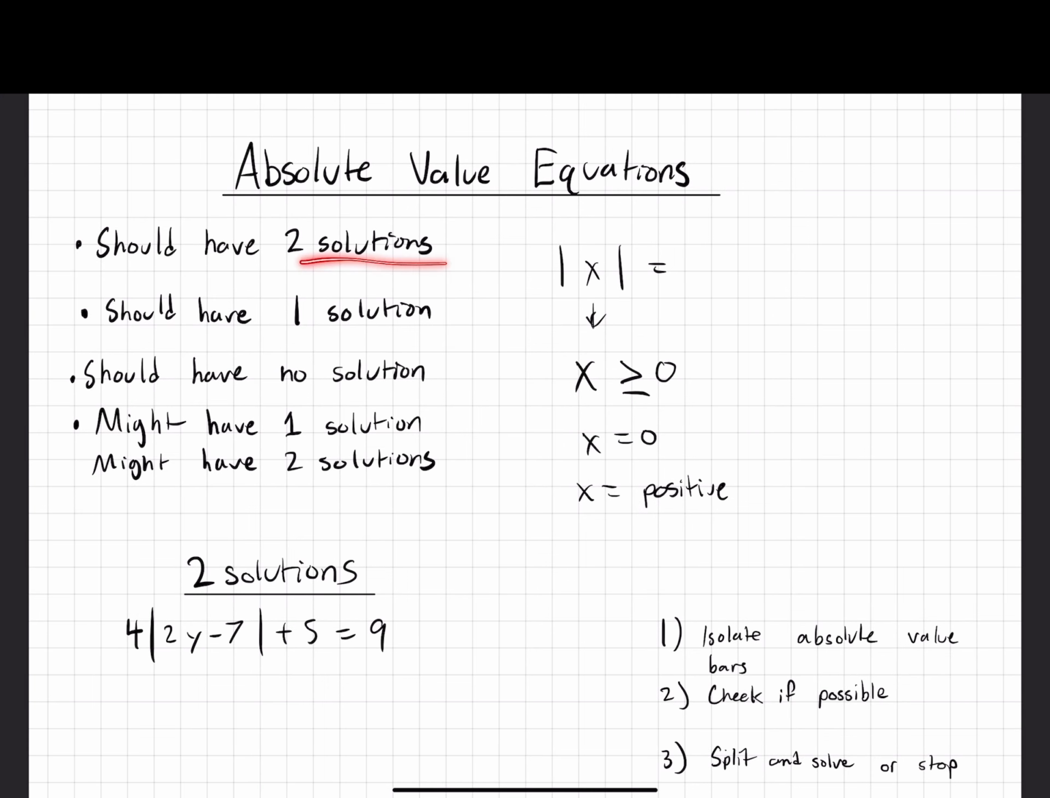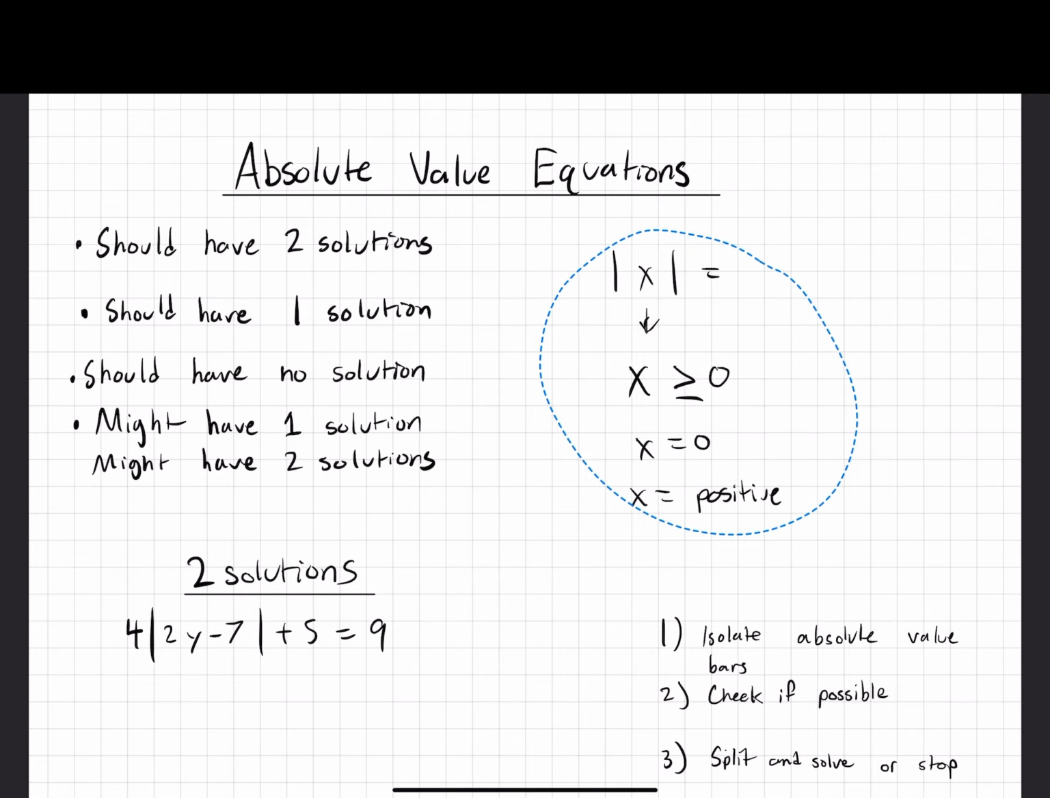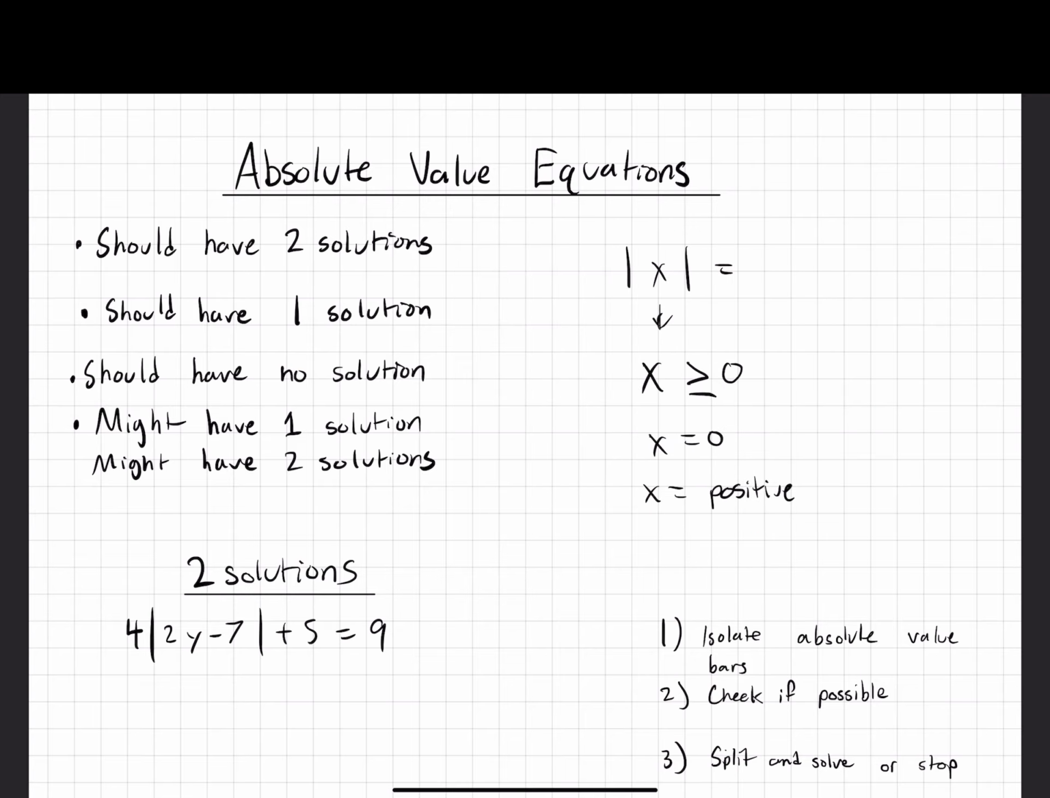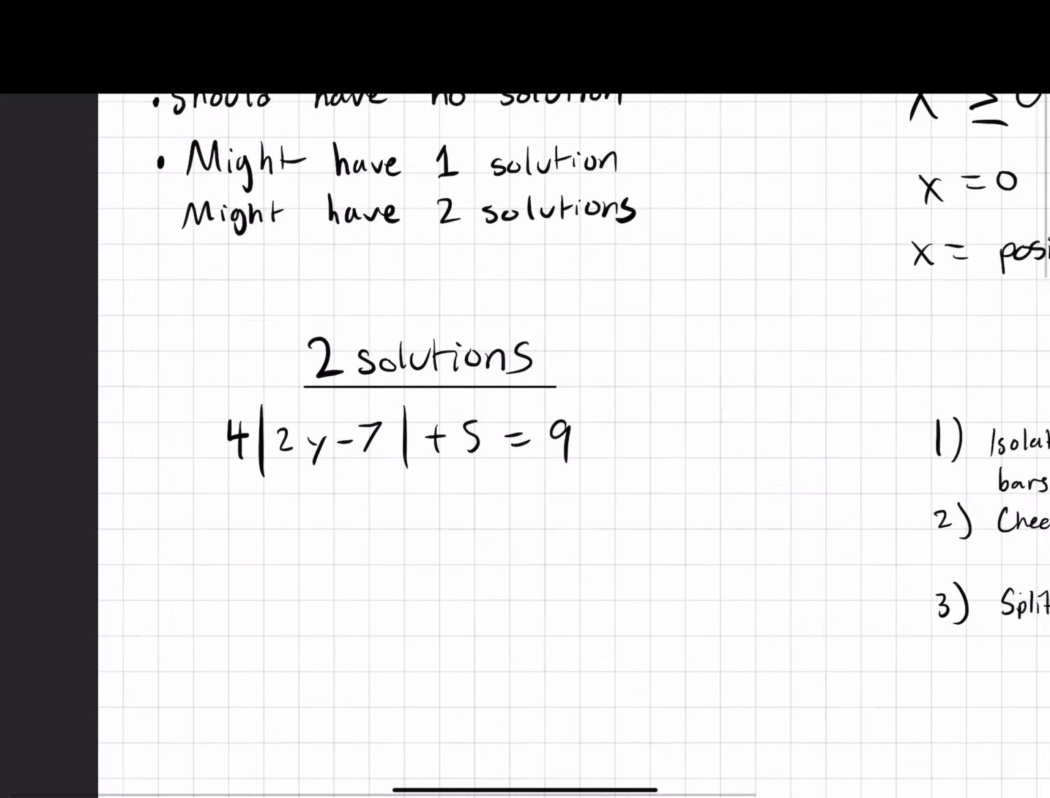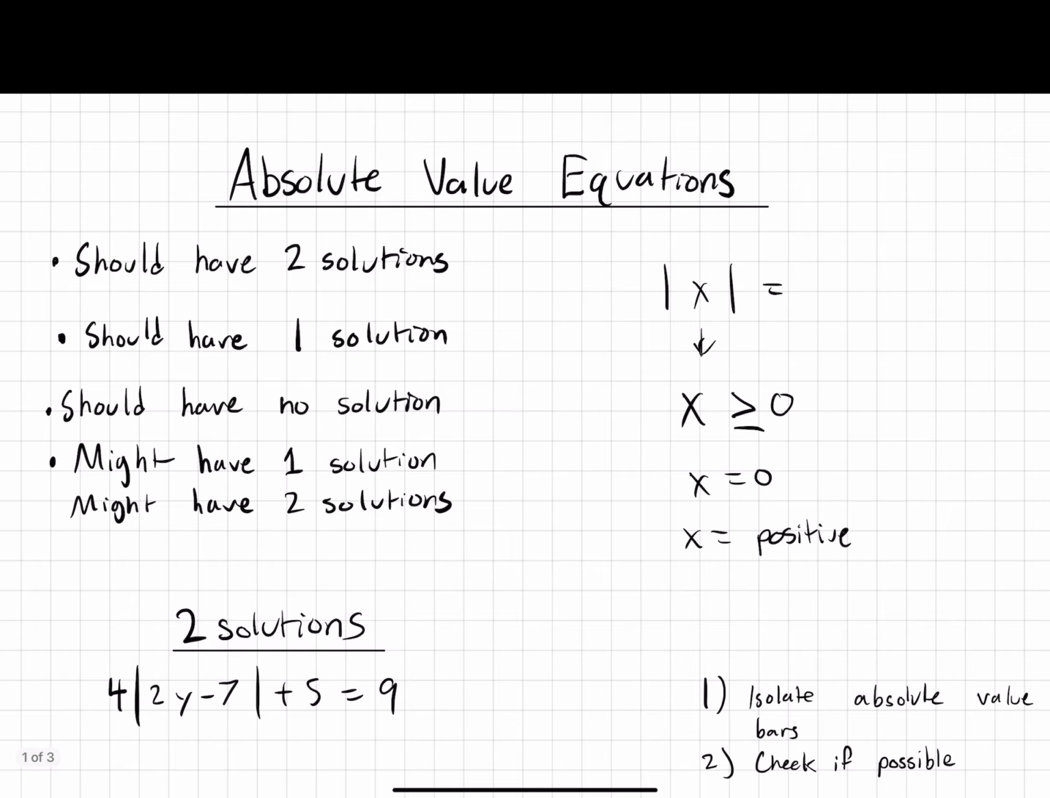When am I going to have two solutions? When I have my absolute value bars, doesn't matter how big or large what's on the inside. So look at an example like this, 2y minus 7. I don't even care about the 2y minus 7. All I care about is, once I see the absolute value bars all isolated, is it going to look like the absolute value bars equals just some constant positive.